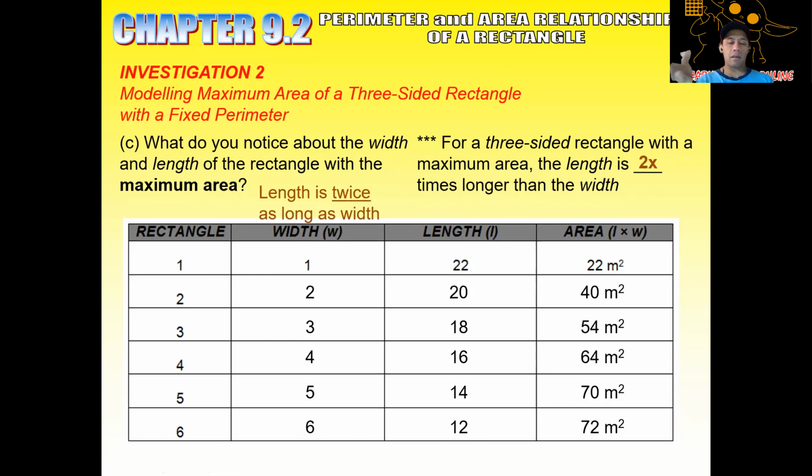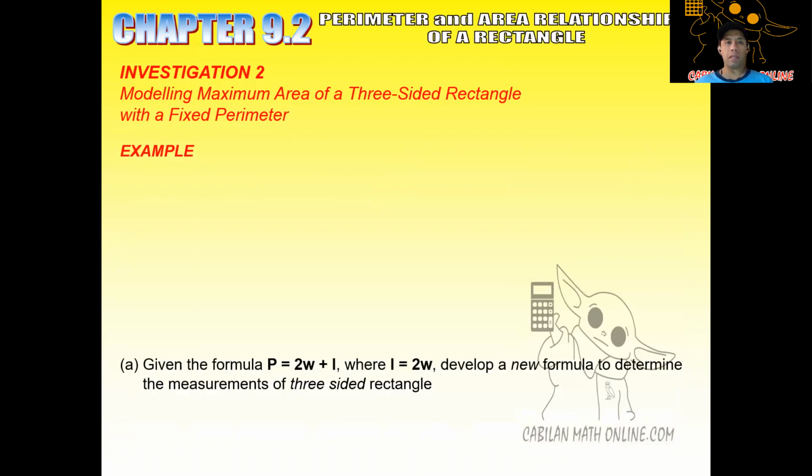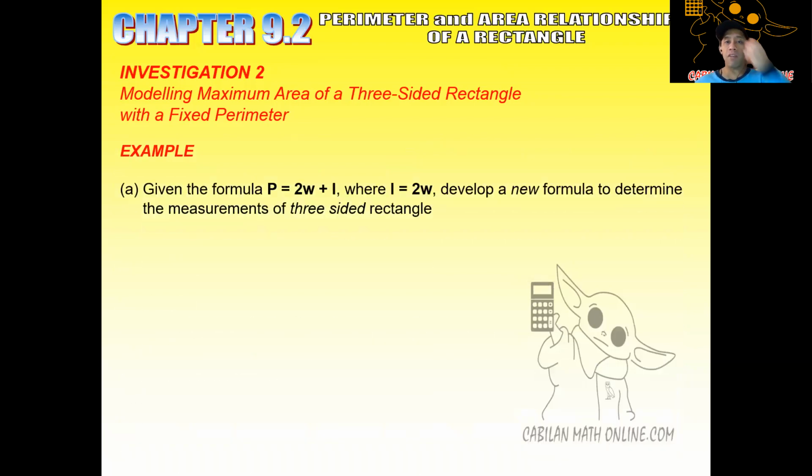Now remember back in the previous slide, we developed the formula for us to discover that. What we want to do for the next one is to take a look at that formula, and then develop another formula that's going to help us figure out specific dimensions for a three-sided rectangle. So it says, given the formula P is equal to 2W plus L, where L is equal to 2W, develop a new formula to determine the measurements of three-sided rectangles.